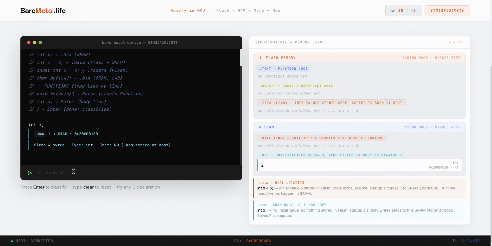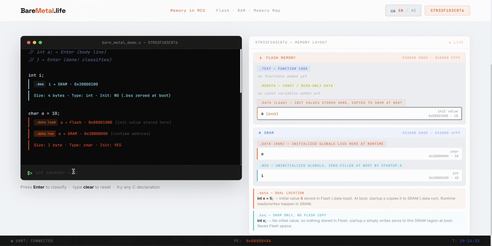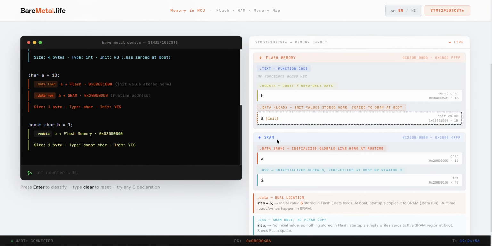Next, let's write char a = 10. You see, this one shows up in the .data section, which exists in both Flash and SRAM. That's because it's a global variable that has been initialized with a value. Now, let's add const char b = 1. As you see here, this lands in the .rodata section of Flash. The reason? It's a constant. Its value can never be changed. Since it's read-only, it simply stays in Flash and doesn't need to be copied to SRAM.